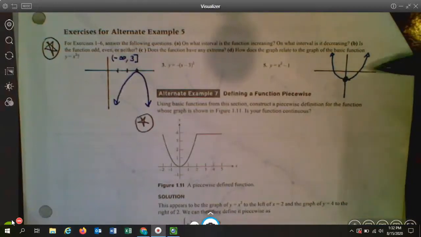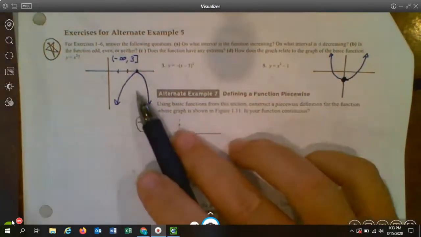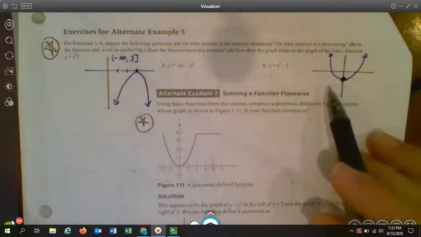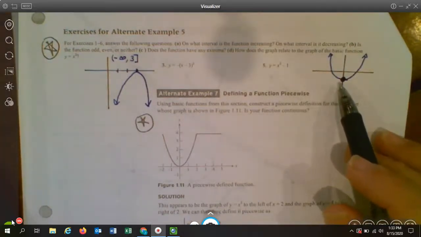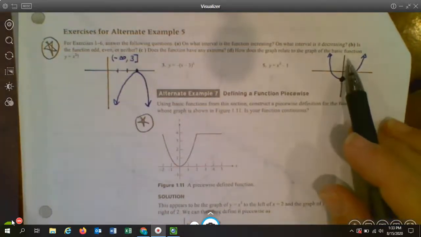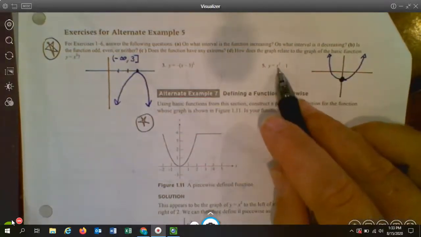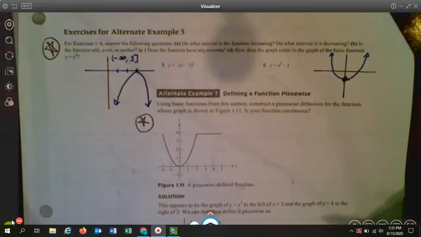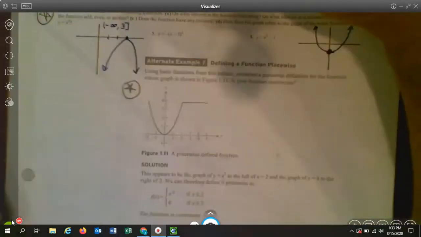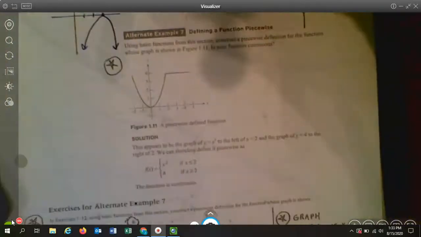Odd, even, or neither. This one, by the way, was neither. However, this one over here is an even function. So you can see by the graph that it reflects over the y-axis. Also, if I replace this x with -x, I'm still going to get x squared minus 1. So let me jump on down to a piecewise function.